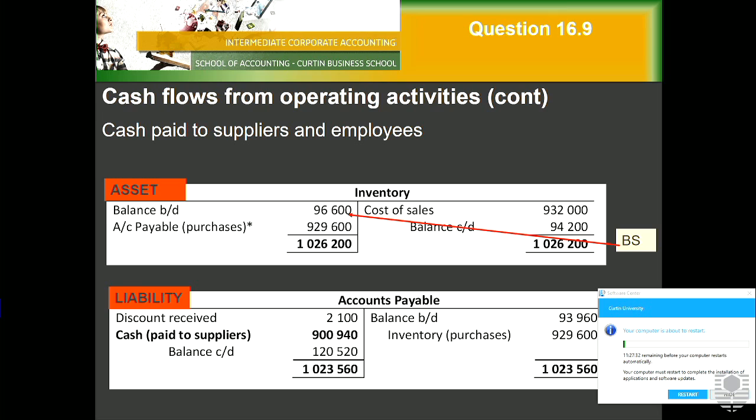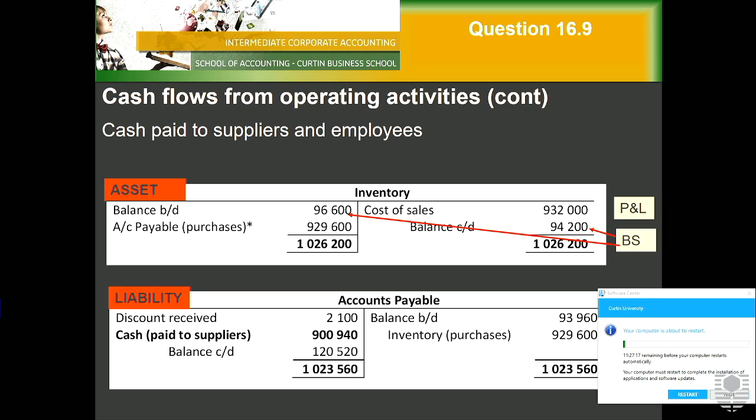Cost of sales comes from our profit and loss. So if we have another look at our profit and loss, cost of sales, 932,000. All right, our biggest side is our credit side.